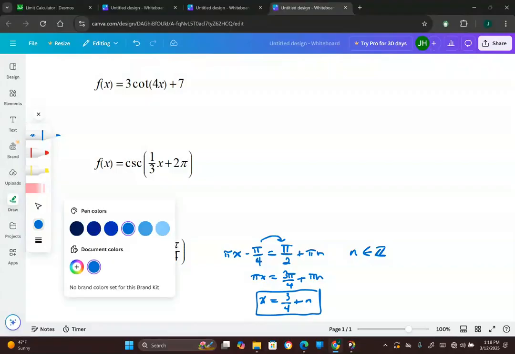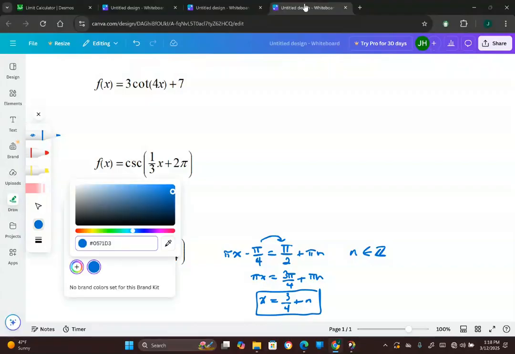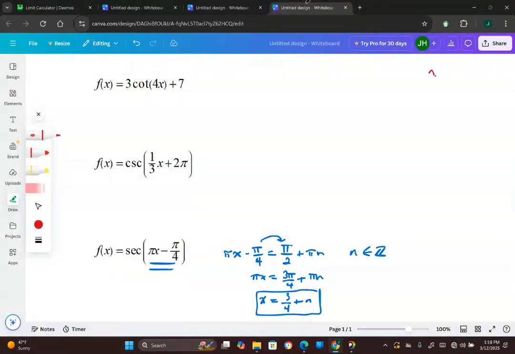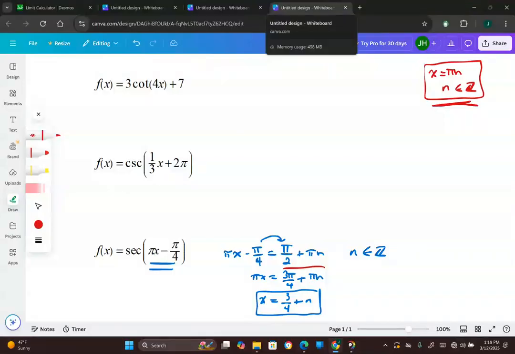Now, for cosecant and cotangent, the formula is x equals pi n, where n is an element of the integers. So it has different formulas. The reason secant and tangent have the same asymptotes is because they're both something over cosine. And cosine has zeros at pi over 2 plus pi n. Well, cotangent and cosecant are both based on sine. Sine has zeros at the multiples of pi.